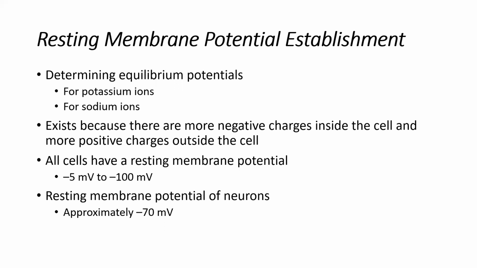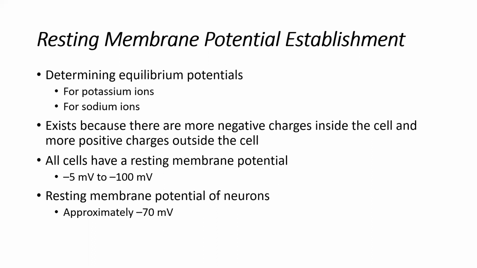But we have other ions moving in the cell, right? We've got calcium, we've got chloride, we've got some anions, but the two most influential are going to be sodium and potassium. So we're going to kind of ignore the other ions in the cell and really focus on the movement of potassium, the movement of sodium, and how they play a huge role in establishing the resting membrane potential. Now it exists because there's more negative charge inside the cell and more positive charge outside the cell. All cells have some value as a resting membrane potential. It's usually negative, but it can be anywhere from negative 5 millivolts to negative 100 millivolts, depending on the type of cell and the location.